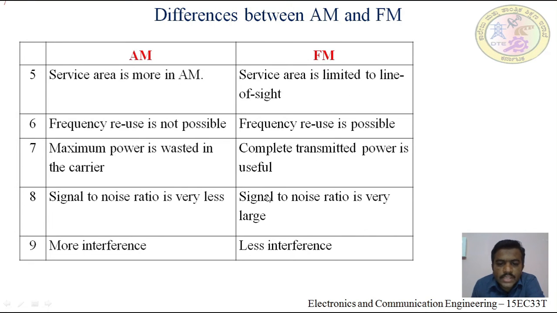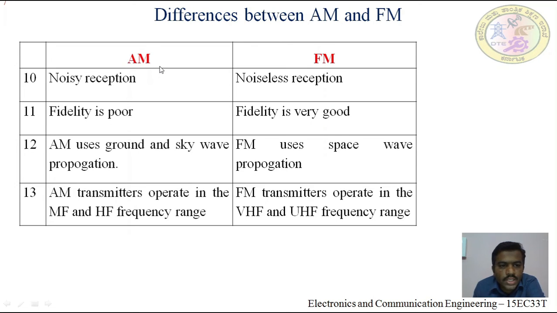In FM the signal to noise ratio is very large. Amplitude modulation suffers from more interference from the noise, but less interference is observed in frequency modulation. Amplitude modulation results in noisy reception, but frequency modulation has less effect of noise and results in noiseless reception.